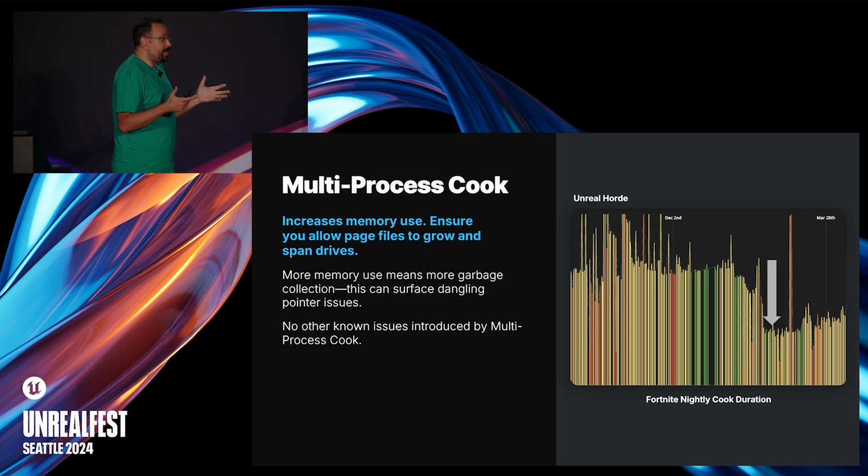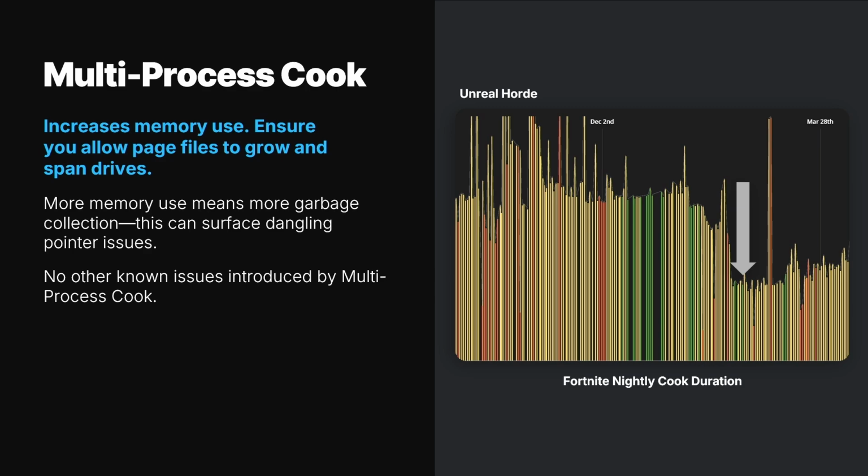It is critical to be aware that using multi-process cook is a trade. You're trading memory for wall time reduction, and you need to make sure you've got enough memory to make that trade. So besides having memory, it's also critical that you allow page files on your machines to grow and span drives. One of the common problems we've seen is that page files are constrained to only be on the system drive, which may not be large, and so allowing it to span drives makes it feasible to use multiprocess cook.